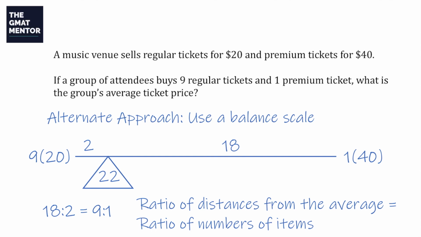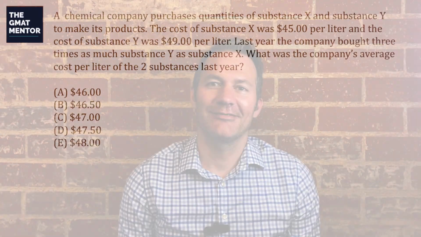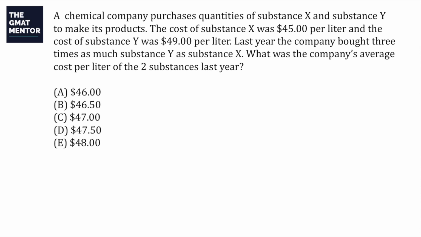Think of it like a seesaw, with the shorter distance and the heavier weight of the 9 tickets balanced by the longer distance and the lighter weight of the 1 ticket. The balancing approach can save you a lot of time on GMAT questions. Give this moderate question a try and remember to follow the problem-solving process. As you work through this question, look to use the balancing approach. Go ahead and pause the video now.